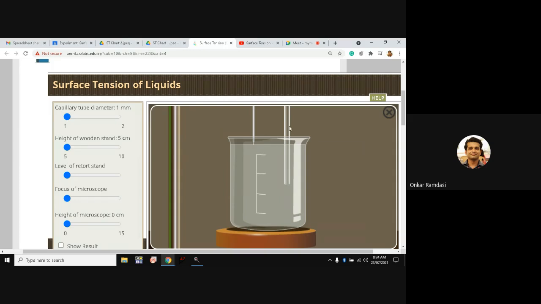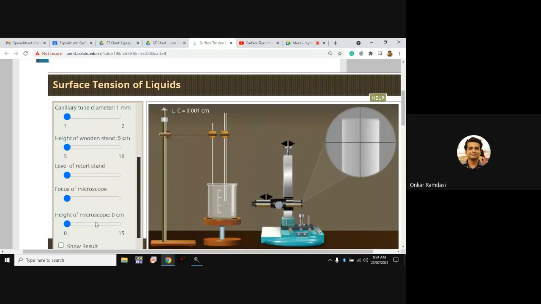Now we know that once the capillary dips into that liquid, the water will rise up to a particular height depending upon that temperature. We will study it. But this is the condition. So I'm clicking on that cross. I'll come back to the original experiment.